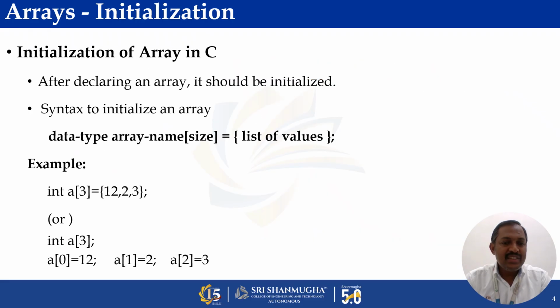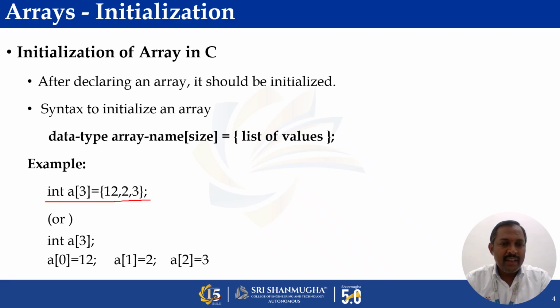Next, initialization of an array in C. After declaring an array, it should be initialized. Syntax to initialize an array: data type, array name, size, equal to list of values. We can do it in two ways. In the declaration itself we can initialize, or first we can declare, then in the following lines we can initialize. For example, int a[3] = {12, 2, 3}.